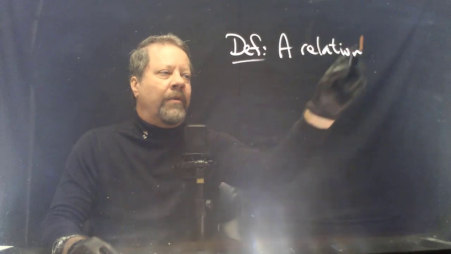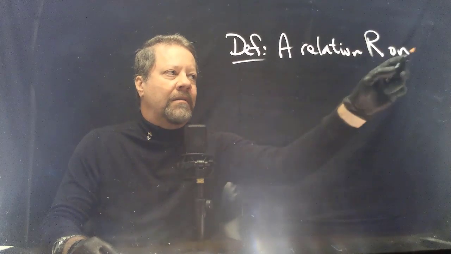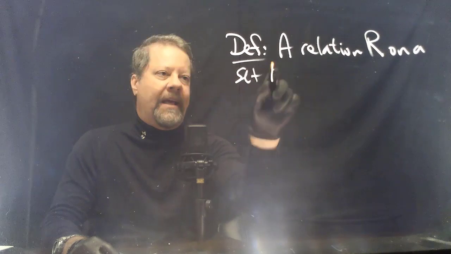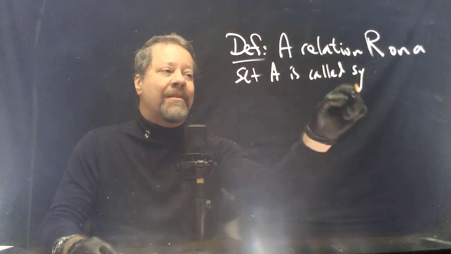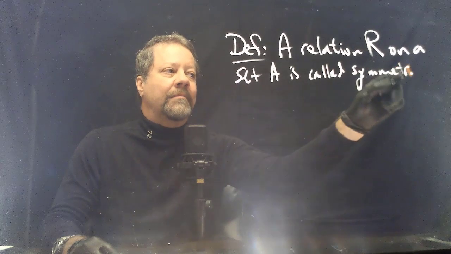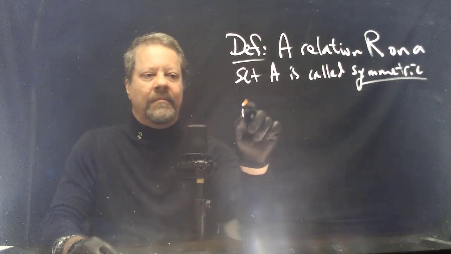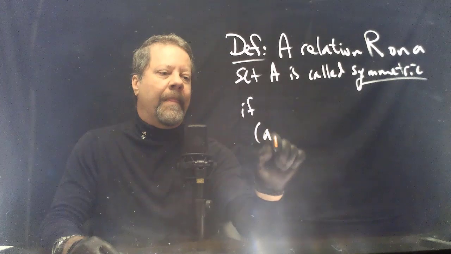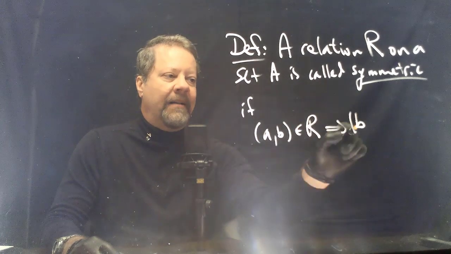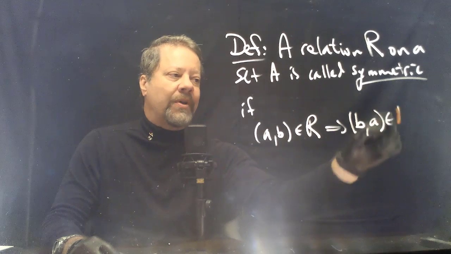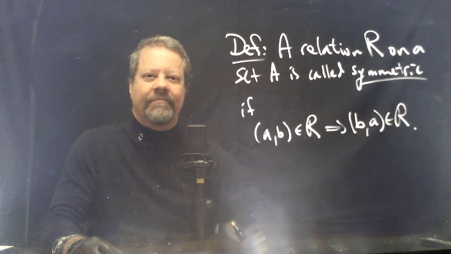A relation R on a set A is called symmetric if (a, b) in the relation implies that (b, a) is also in the relation.